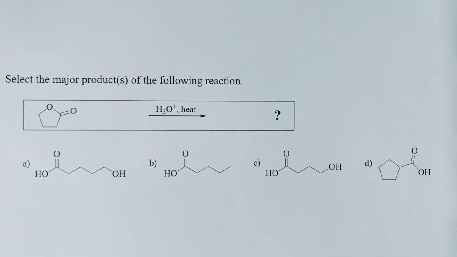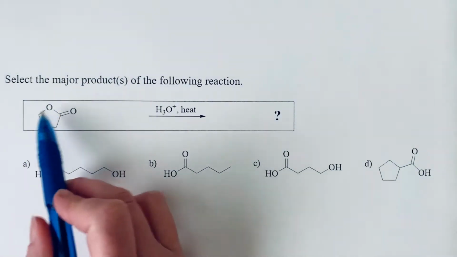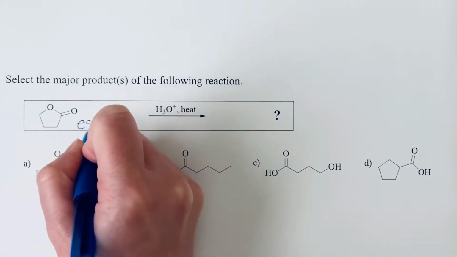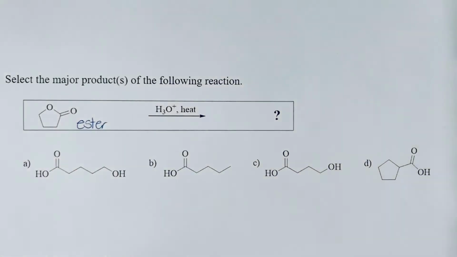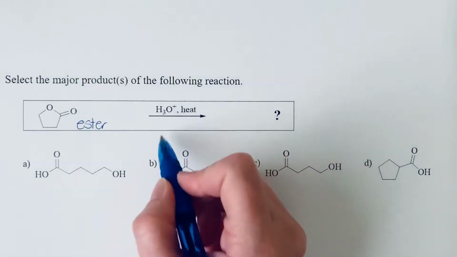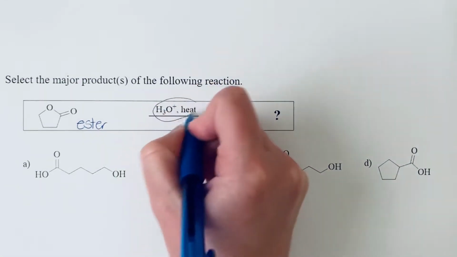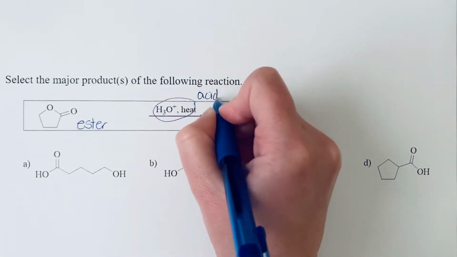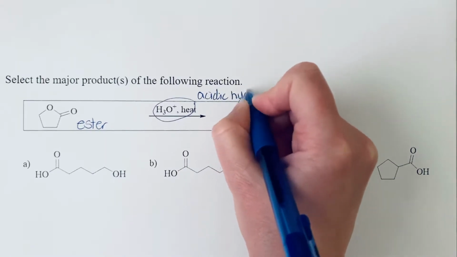Select the major product of the following reaction. So we can see that we are starting with an ester. Even though this is a cyclic ester, it's still an ester. And we're treating this with aqueous acid and heat. So this is acidic hydrolysis conditions.